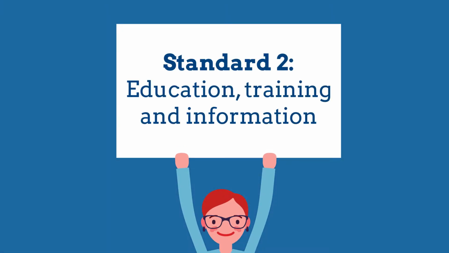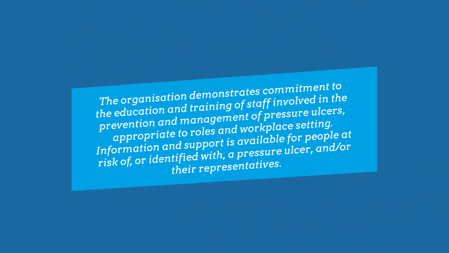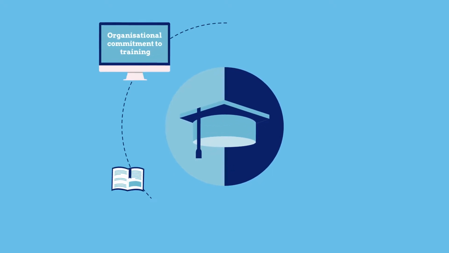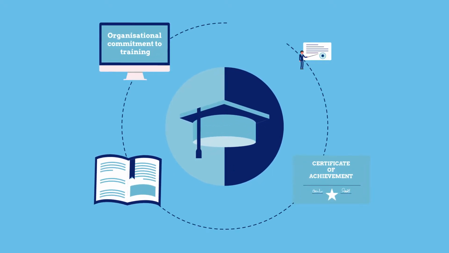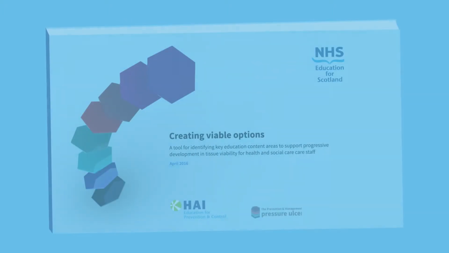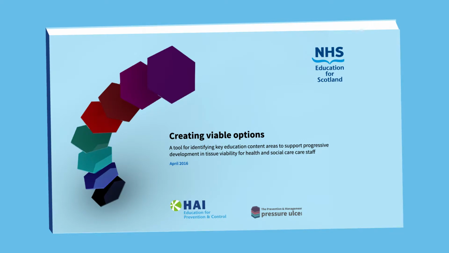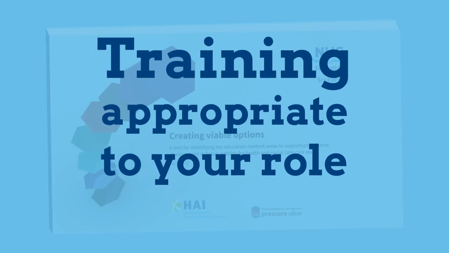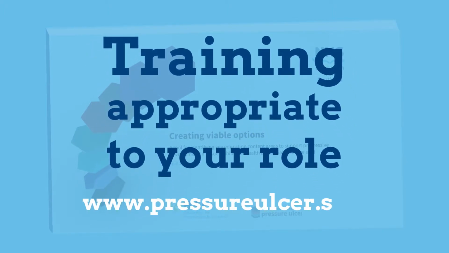Standard 2. Education, training and information. Does the care home provider train staff to prevent and manage pressure ulcers? Is information and support available for your residents and their families? Your care home should be committed to training and be able to demonstrate that staff are skilled to the correct level to prevent and manage pressure ulcers. NHS Education for Scotland's Creating Viable Options training tool could help you identify what levels of training you should have to help prevent and manage pressure ulcers.